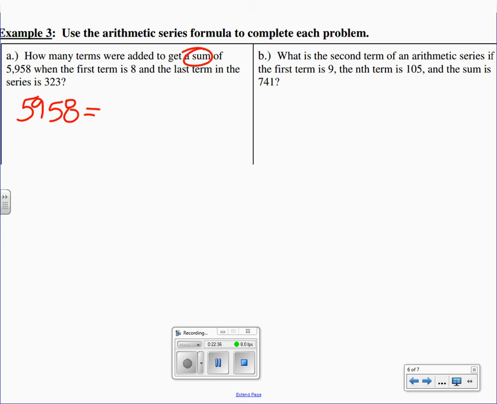Do I know what N is? Nope. Do I know what the first term is? Do I know what AN is? It's the last term, which is 323. How many letters are in this equation? Just one, so I can solve it from here. What is the easiest thing to do next? Algebraically, what's the easiest thing to do next?